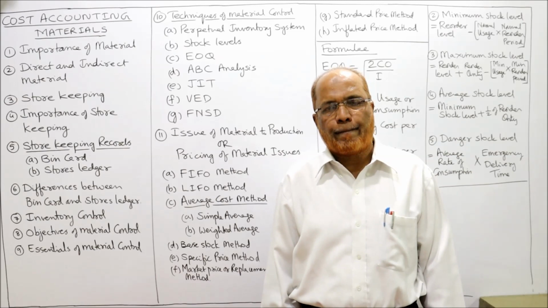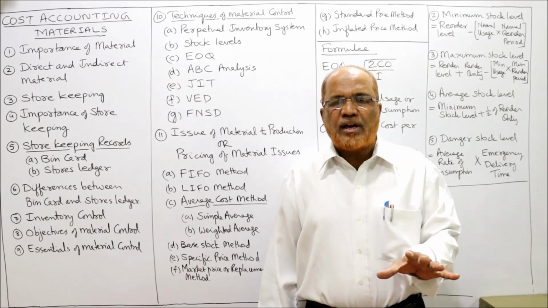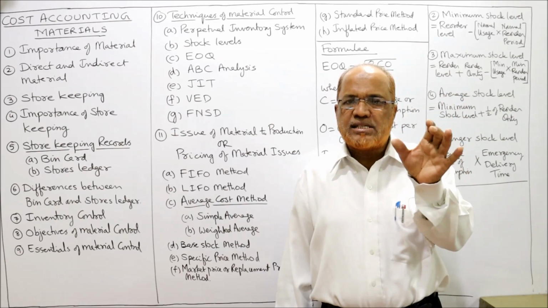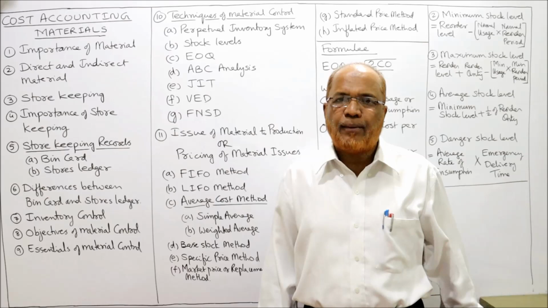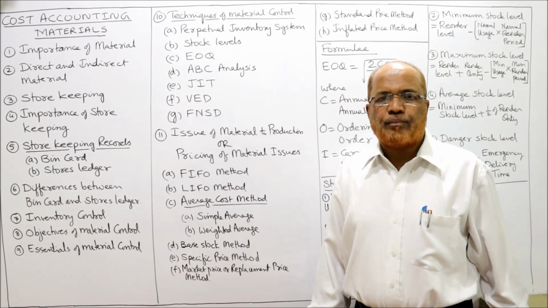There won't be any physical stock taking. That means the problems of physical stock taking can be avoided by having this perpetual inventory system. Always we can be able to control the inventory by having a balance. We keep the records in such a way that balance is struck after every receipt and after every issue. That is called perpetual inventory system. By keeping this perpetual inventory system, we can be able to achieve the objectives of material control. The cost of material will come down. We can be able to plan the material.